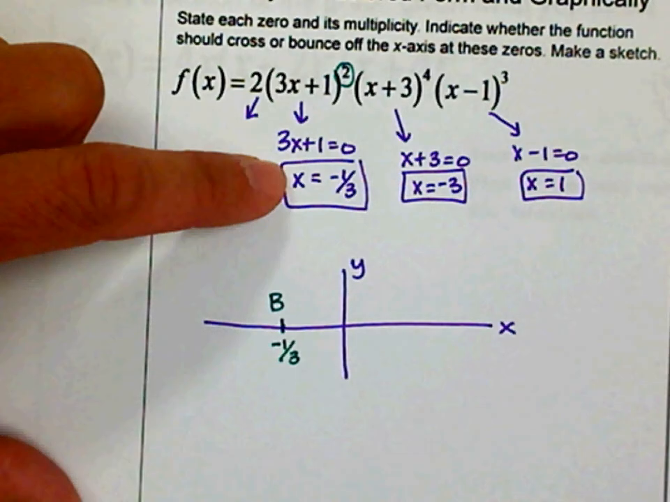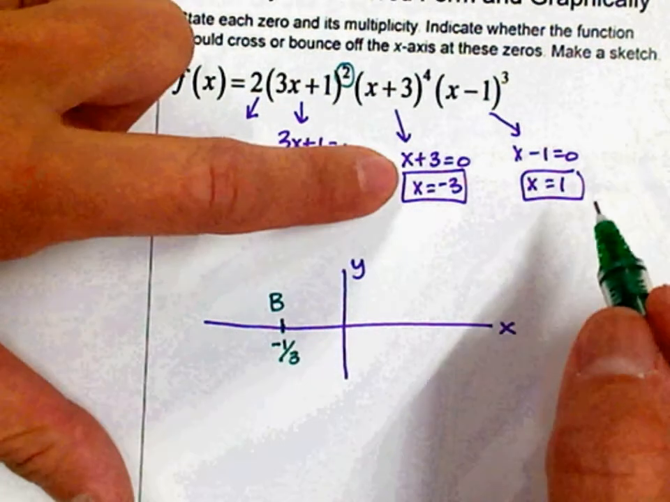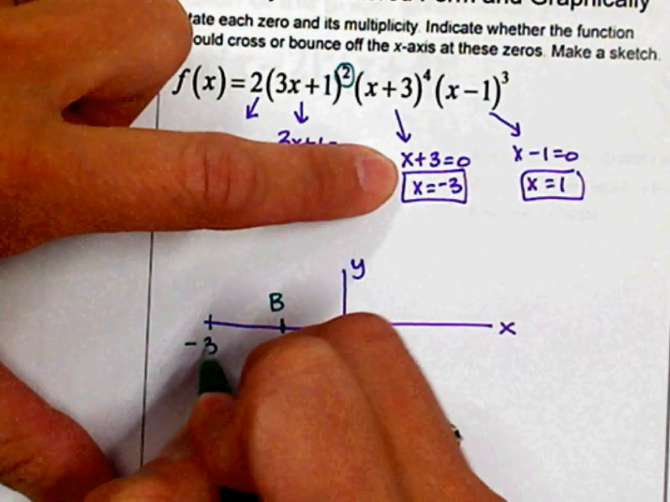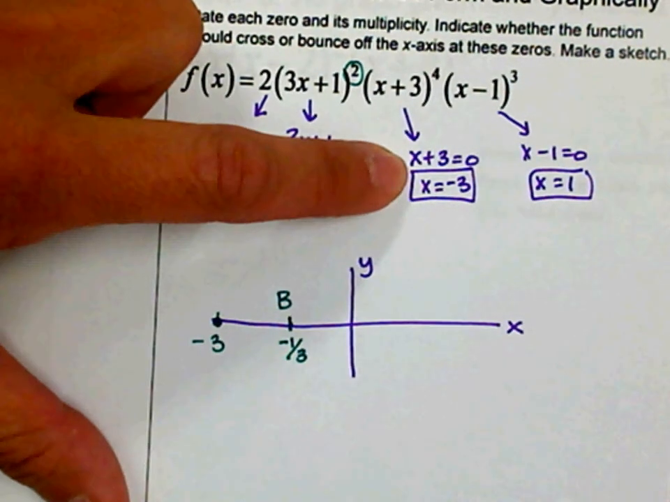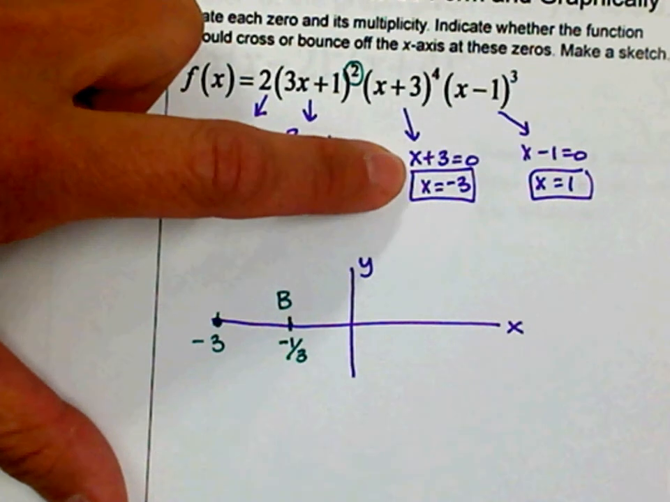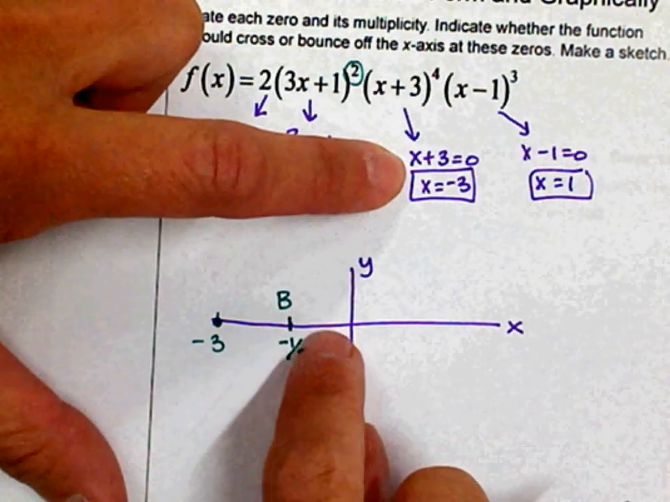This one, negative 3. Over here is negative 3. Are you guys seeing how I'm just making a sketch? It doesn't have to be perfect. Can I put a negative 3 right there? No, it has to be to the left, right? That's all it needs to be.